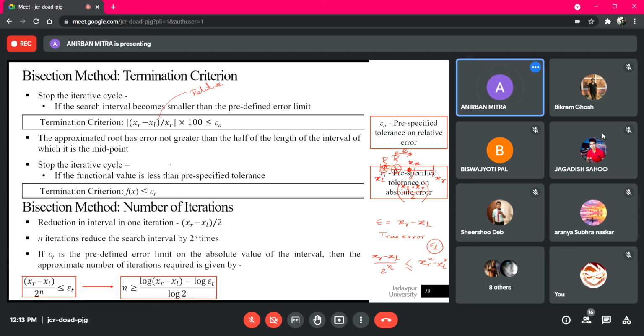Remember the lecture about errors? I was telling that there are two types of termination criteria, right? One is that the interval is smaller than the predefined error limit, and the other is that the function f(x) tends to 0. So here, that is the termination criteria, epsilon A and epsilon T.